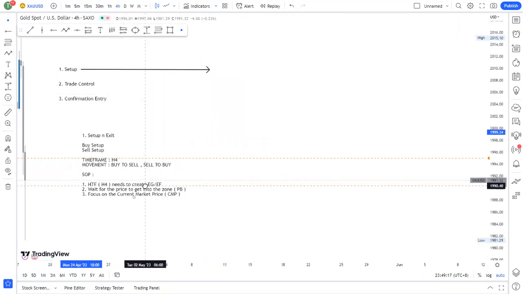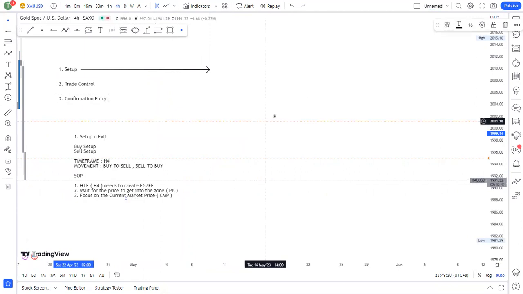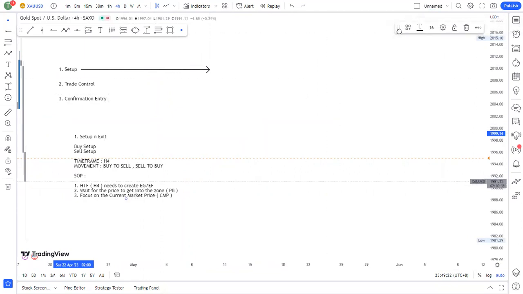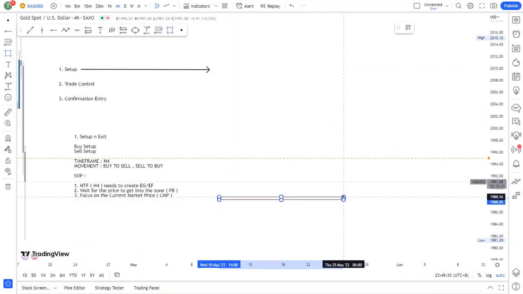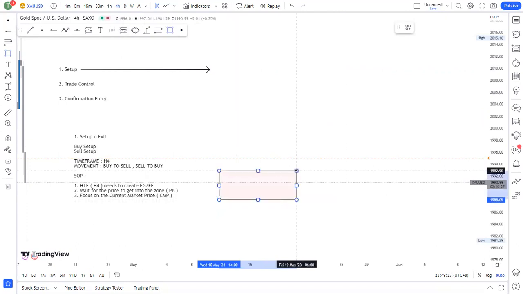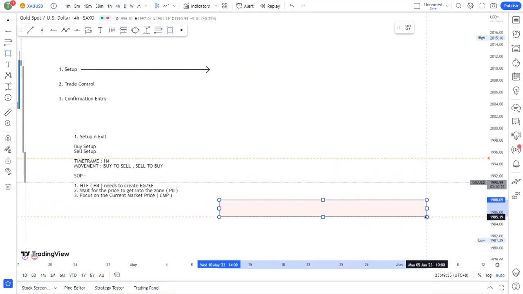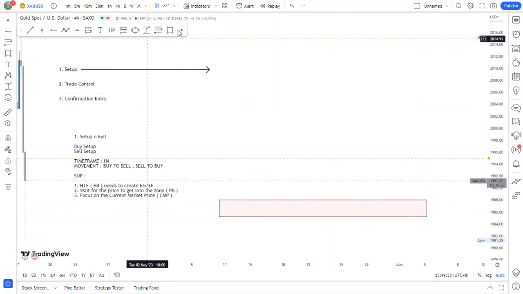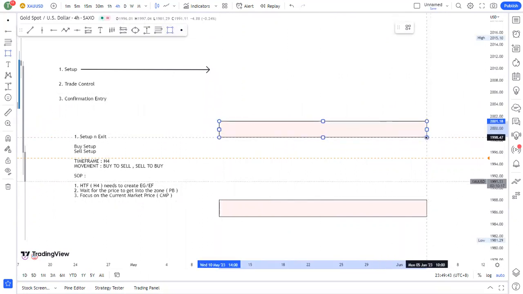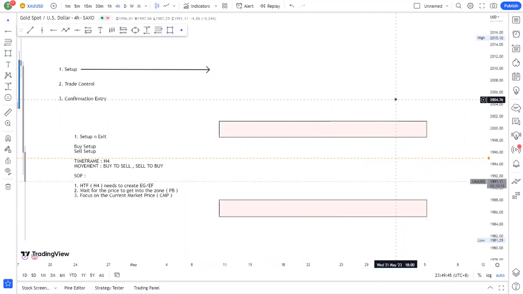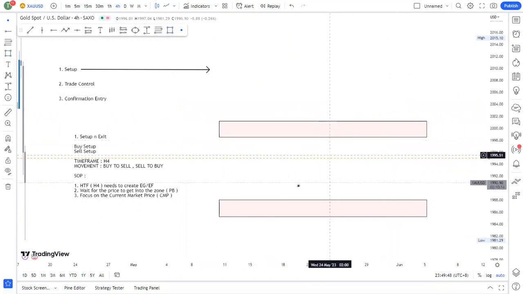So how does it work? The way it works is we need to look at it by theory. Let me draw this for you. For example, we have the buy zone of H4 and then we have the sell zone of H4. If we want to buy, we are in the buy bias, so what we are going to look at is buy setup, and we are going to exit at sell setup.